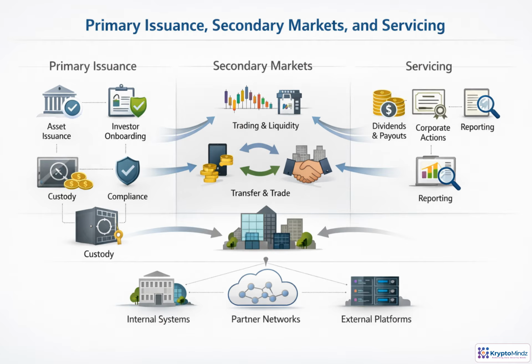Minting tokens is only the beginning. Primary issuance proves the asset, qualifies investors, collects payment, and delivers tokens into custody. Secondary activity then requires controlled transfers, liquidity access, matching or routing, and settlement under compliance controls. Servicing keeps the instrument alive through payouts, redemptions, corporate actions, reporting, and audit evidence. The architecture decision is what you operate yourself, what partners provide, and where integrations must be tightly controlled.